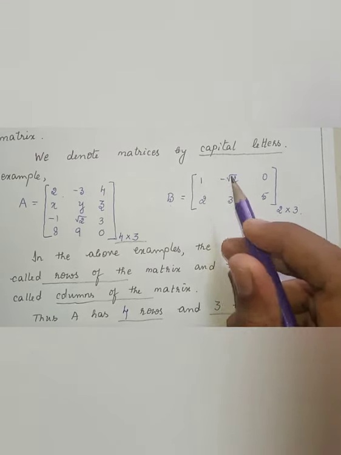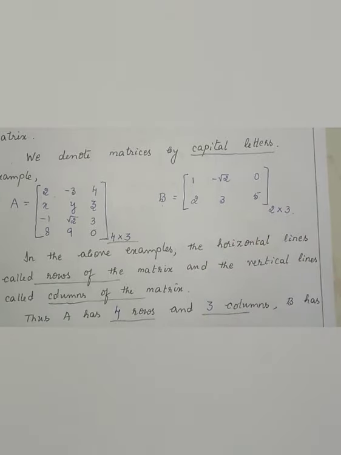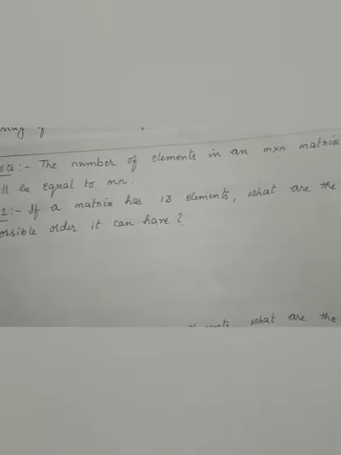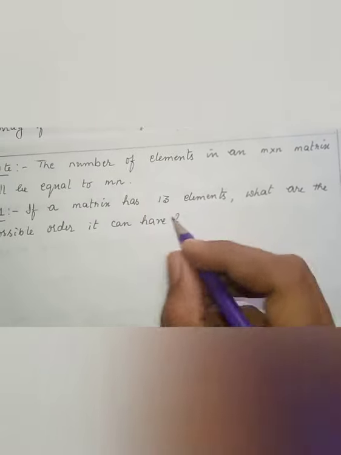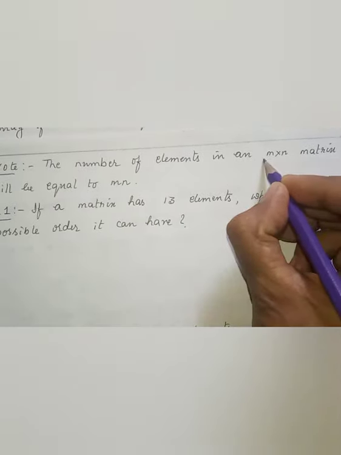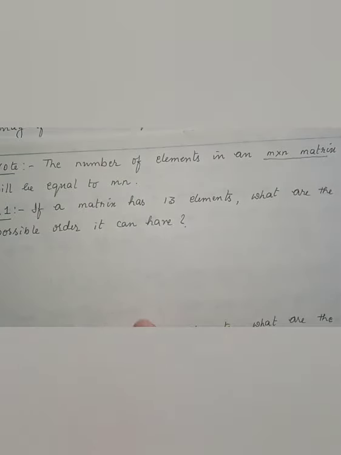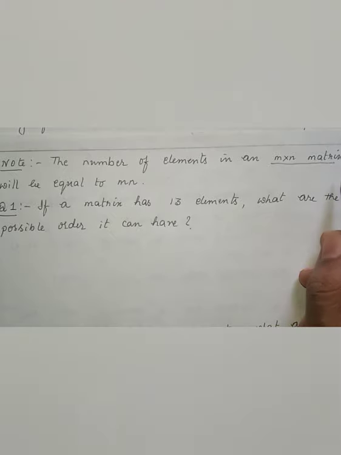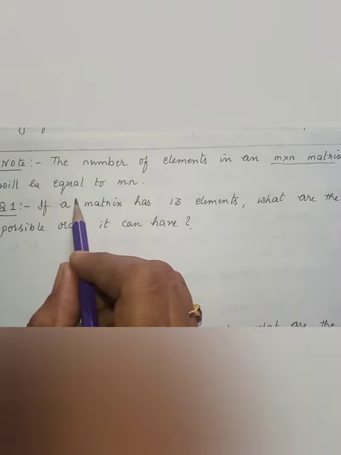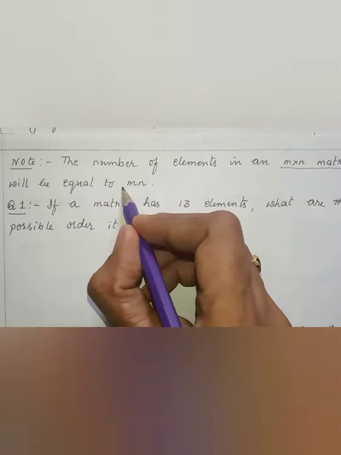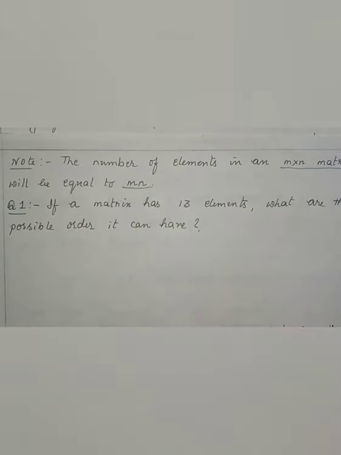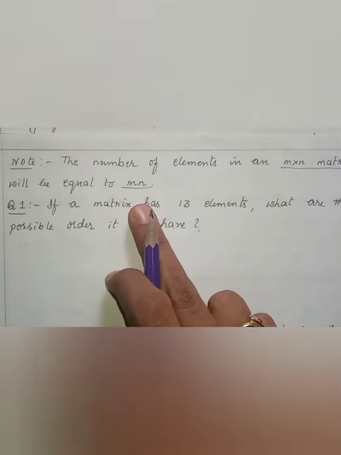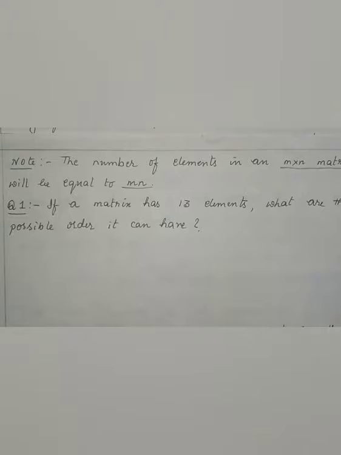That means, in general, we can define that the number of elements in an m by n matrix will be equal to the product of their orders. That is, it will be equal to m into n here.